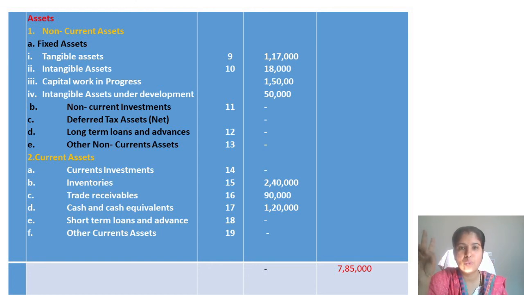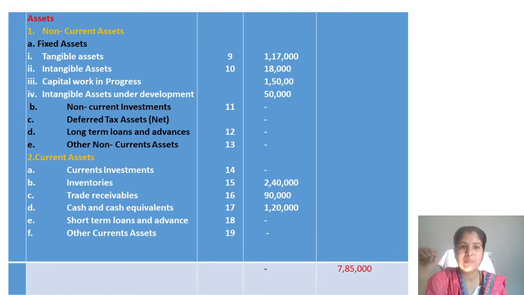Intangible assets, note number 10, 18,000. Capital work in progress, 1,50,000. Intangible assets under development, 50,000. B point, non-current investment, note number 11, nil. Deferred tax assets, net value, nil. Long-term loans and advances, note number 12, nil. Other non-current assets, note number 13, nil.